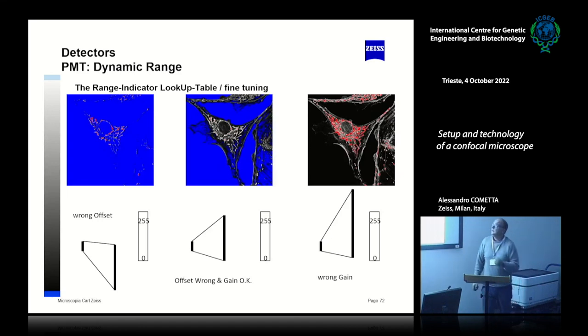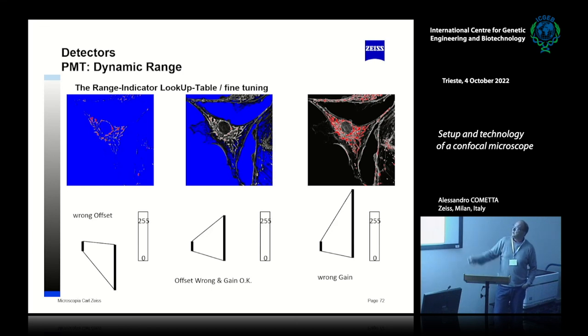Last but not least, the offset and the gain. What is offset and what is gain? I will show you later, but if your image is completely blue and completely red, for sure this is under your signal and this is over your signal. So your image is just these few gray parts. For sure this is wrong.